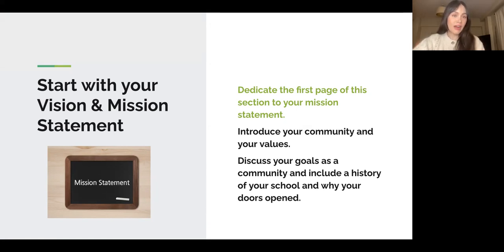Introduce your community and your values. Every school has different values. You can discuss your goals as a community. You can include a brief history of your school and why your doors opened. If you have a nice story about, maybe it was a group of parents who opened the school. I know a lot of Montessori start that way. Share your story and let families know what your community is really about and what you set out to do as a school. I think this is important.